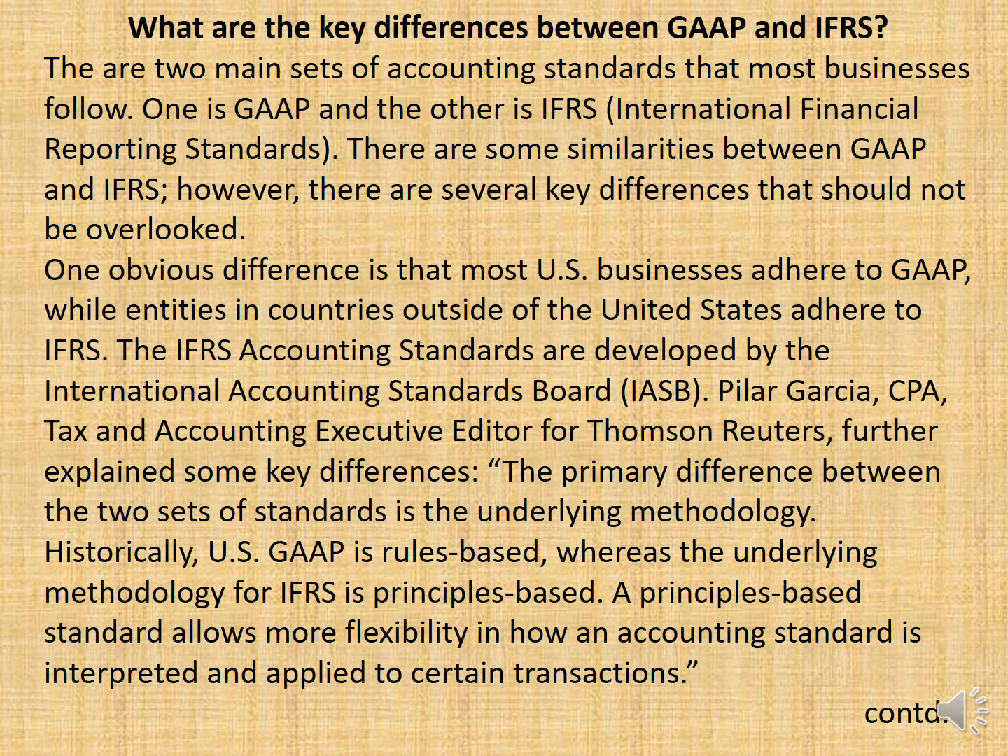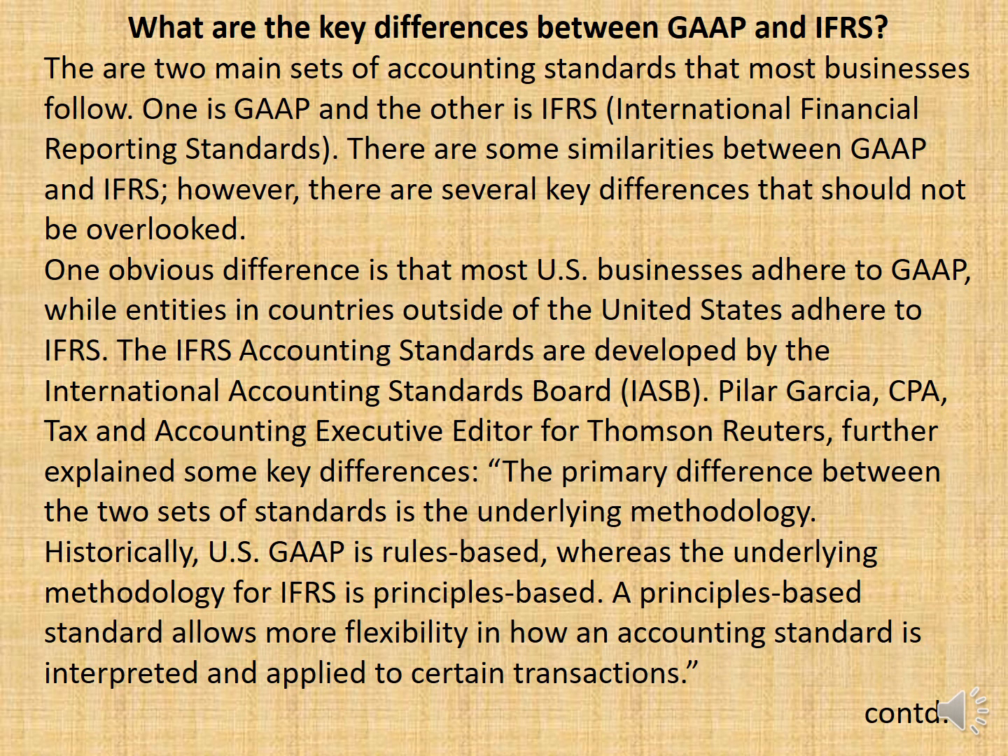What are the key differences between GAAP and IFRS? There are two main sets of accounting standards that most businesses follow. One is GAAP and the other is IFRS. There are some similarities between GAAP and IFRS, however, there are several key differences that should not be overlooked. One obvious difference is that most U.S. businesses adhere to GAAP, while entities in countries outside of the United States adhere to IFRS. The IFRS accounting standards are developed by the International Accounting Standards Board, IASB.